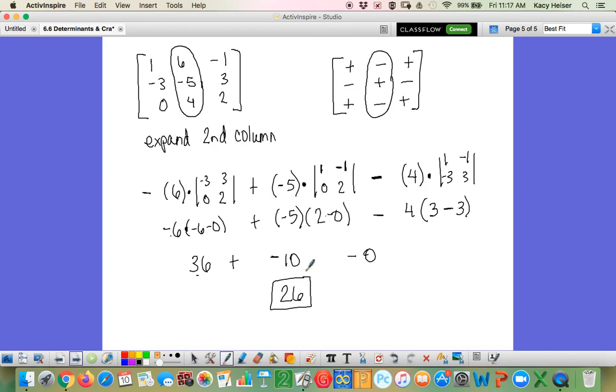There are a couple of problems on your assignment where you're going to have to find the determinant of a 3 by 3 by hand. Actually, 1. The rest of the time, you can do it on your calculator, and you can check this on your calculator if you want.